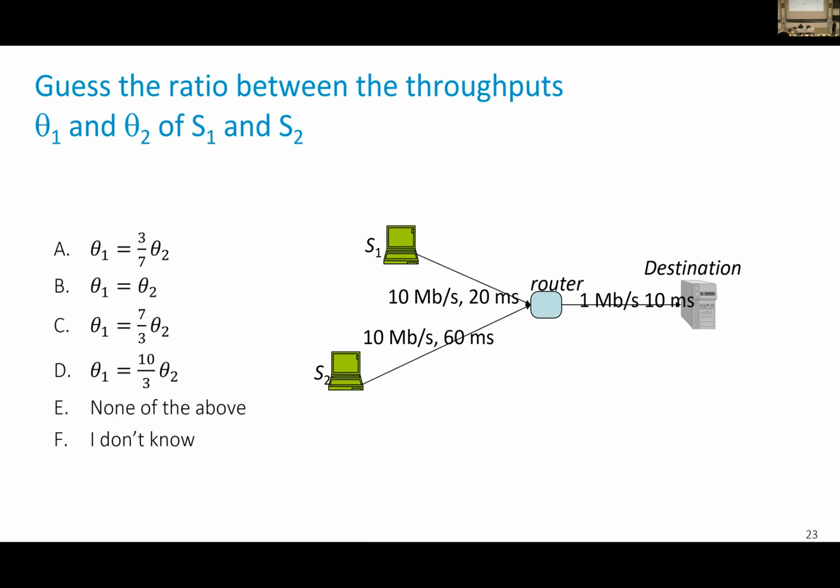Equipped with this, are we able to say a bit more? So we take the same example as before and try to guess what is the ratio between the throughputs that S1 and S2 will get here.